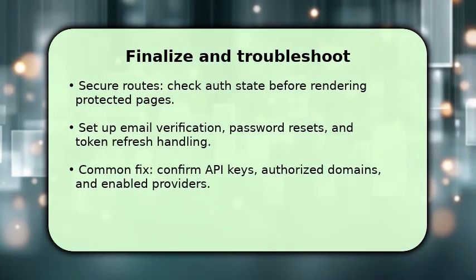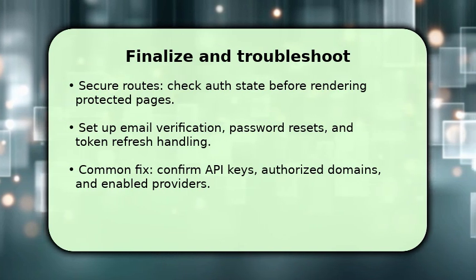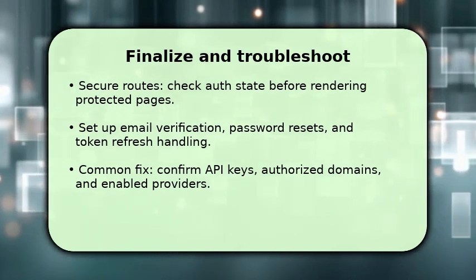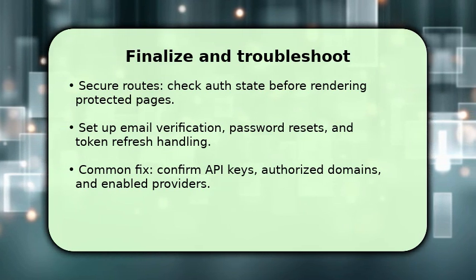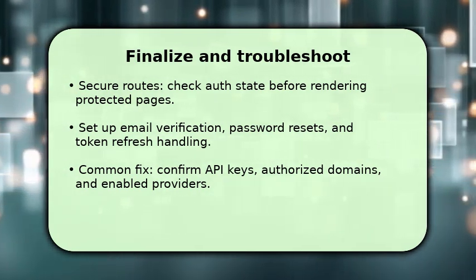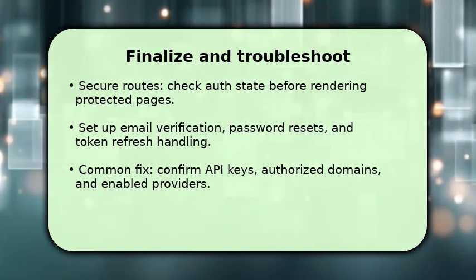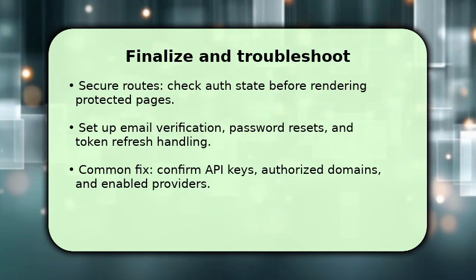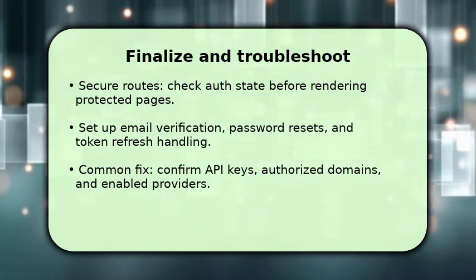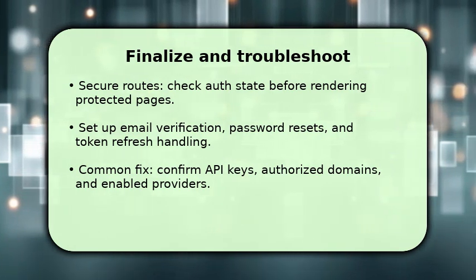Protect routes by checking the auth state before rendering protected UI, and implement email verification and password reset flows to complete the user lifecycle. Make sure token refresh and sign out are handled correctly to avoid stale sessions. If something breaks, verify keys, authorize domains, and that the chosen provider is enabled in the Firebase console. That single mismatch is the most common root cause and is quick to fix.